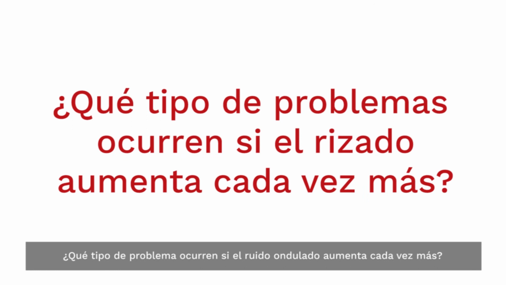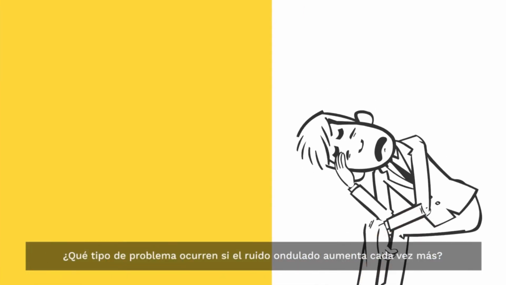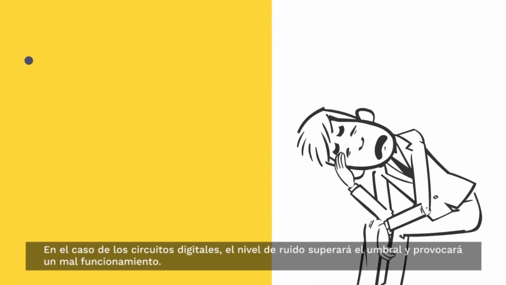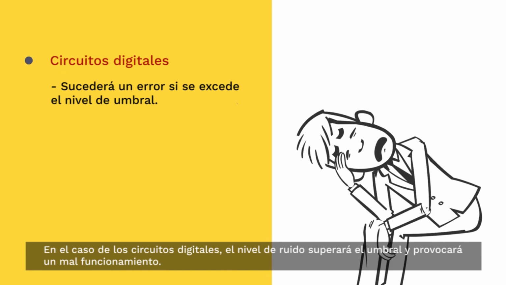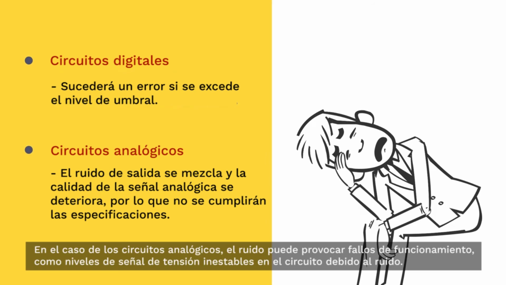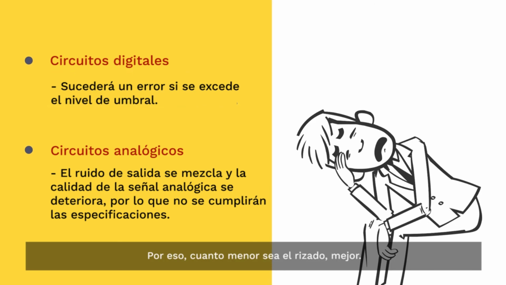What kind of trouble will occur if the ripple noise gets bigger and bigger? For digital circuits, the noise level will exceed the threshold level, causing a malfunction. For analog circuits, noise can lead to malfunctions such as unstable voltage signal levels in the circuit due to noise. Because of that, the smaller the ripple noise, the better.